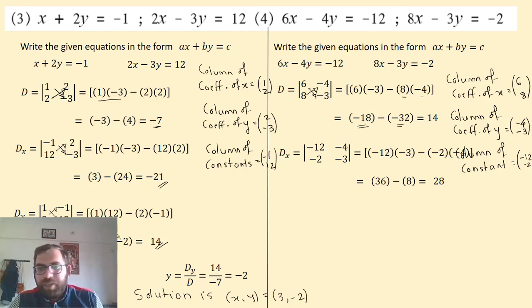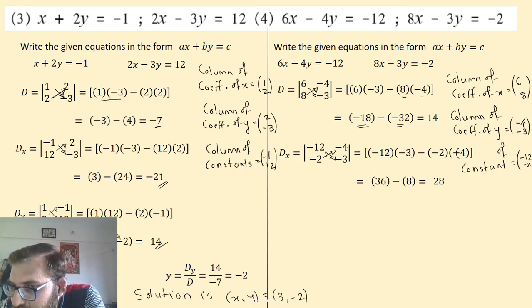You will get it to be minus 12 into minus 3 minus 2 into minus 4. Okay, here it's not visible, so I need to do some rough work over here. Yes, thank you. I will say it's a column over here. So this is 36 minus 8, which will be 28.